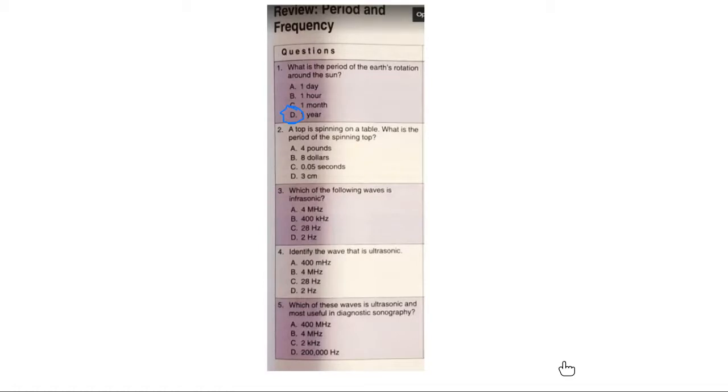Okay, let's go to the next question. I guess I'm reading these for you. A top is spinning on a table. What is the period of the spinning top?